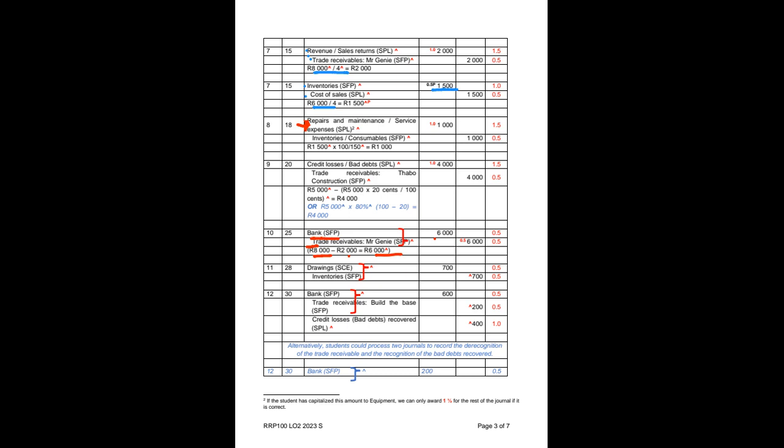Therefore, you're seeing debit repairs and maintenance, or we also accepted service expense. Okay, and we will also then credit our inventory. Some people said consumables. Very happy to give you the mark for that. Okay, and how did we get to the amount?